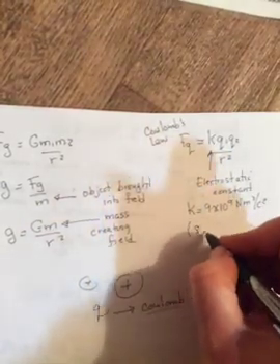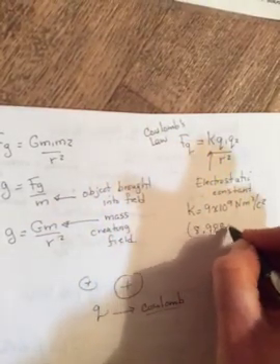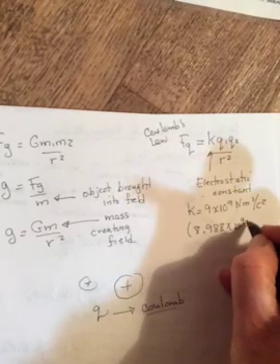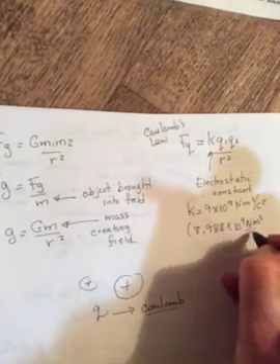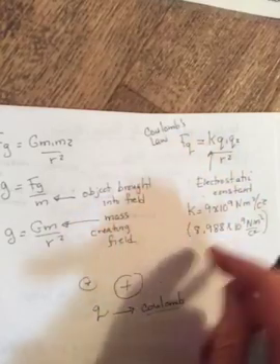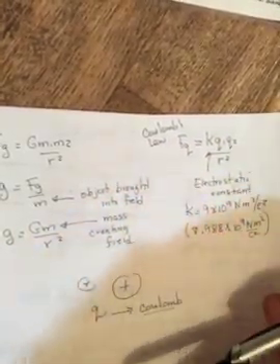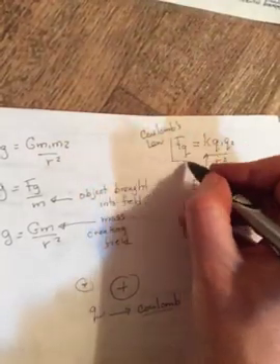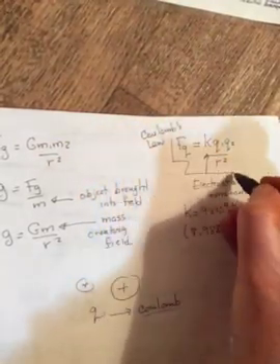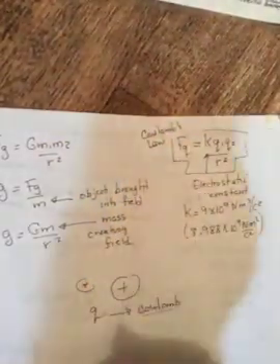Really, it's 8.988 times 10 to the 9th Newton meters squared per Coulomb squared. So in Science 12.2, depending on what we're finding, sometimes we'll use the more exact version. Okay, so this is the force acting between two charges.